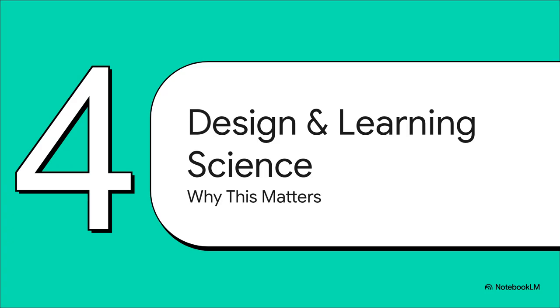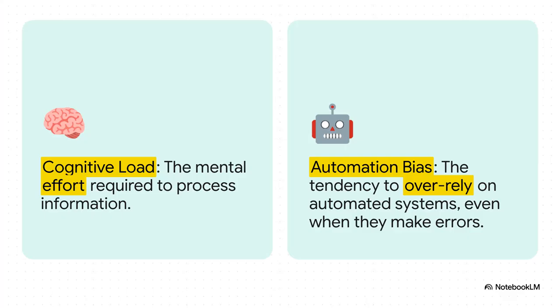Now, this is where it gets really interesting for us as educators, because this whole design framework plugs right into the learning science principles you already know. Take cognitive load and automation bias. You know these terms. If an AI is clunky and confusing, it jacks up the cognitive load, and learning just stops. But if it's too smooth, too helpful, then we run into automation bias, where students just blindly trust whatever the AI spits out without thinking for themselves.